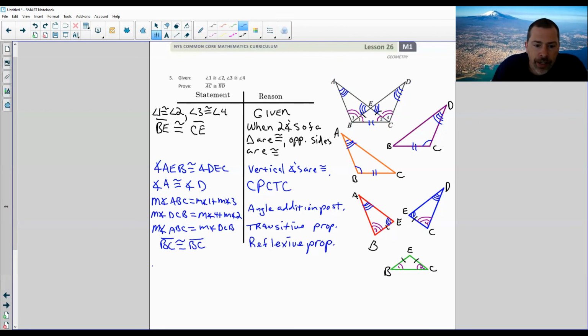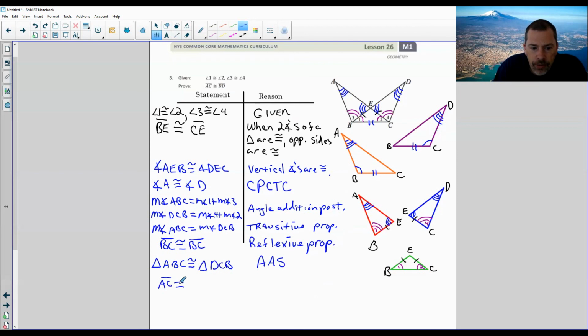And now I can say triangle ABC is congruent to triangle DCB. Reason: SAS, or angle, angle, side. Angle, angle, side. AAS. And now I can say what we're trying to prove.